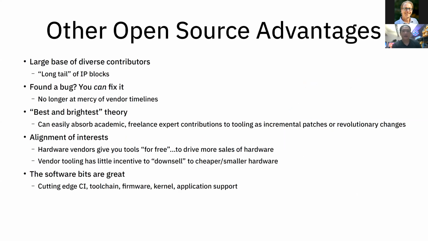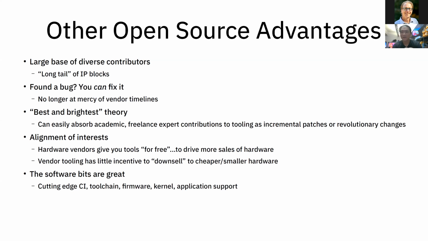So some other advantages of open source is that you get a large base of diverse contributors. So you get a lot of IP blocks that are eclectic, different, things that you didn't expect would be there. So that's nice as opposed to just the palette of IP that's given to you by the vendor. You can actually fix bugs in tools yourself. It's a kind of double-edged sword.